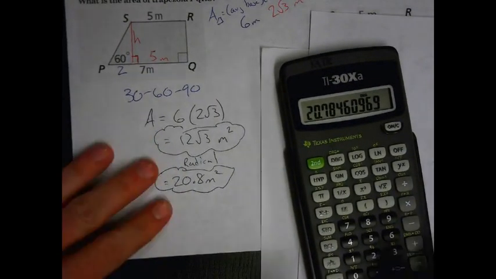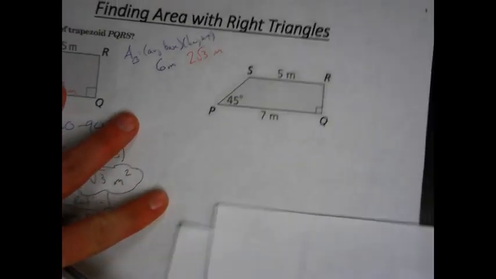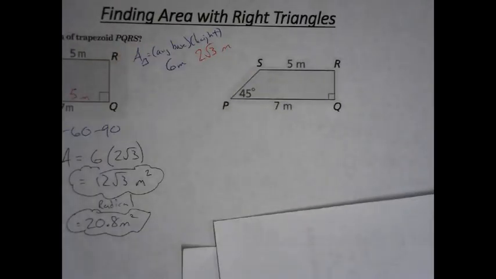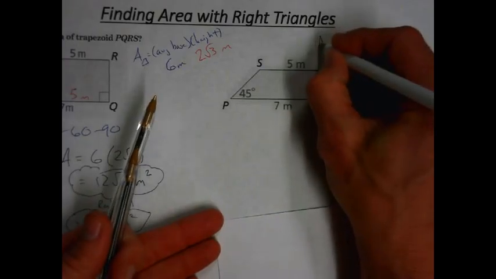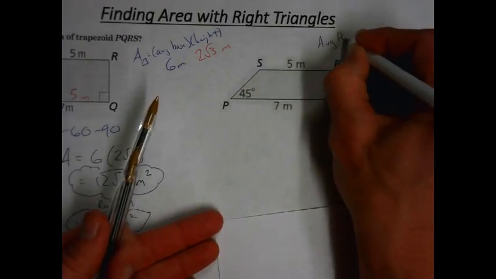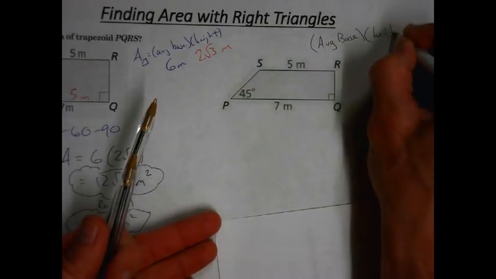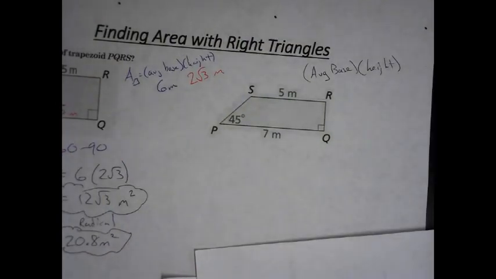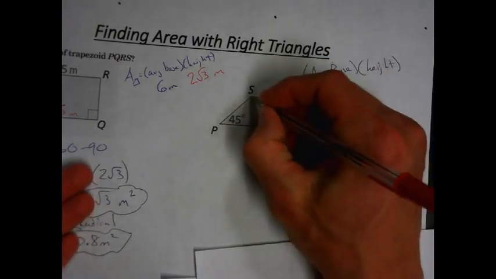One last example with trigonometry, and we'll call it a day. So here's another example of a trapezoid, and we're going to find the area. So once again, area is the average base times the height. But in this case, we don't know the average base. Or excuse me, we do. We don't know the height again. So here we go again. Here's our height again.